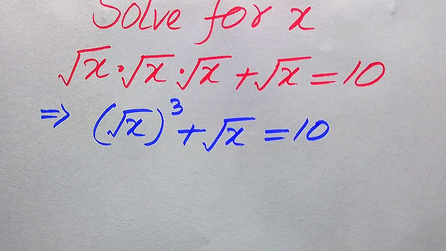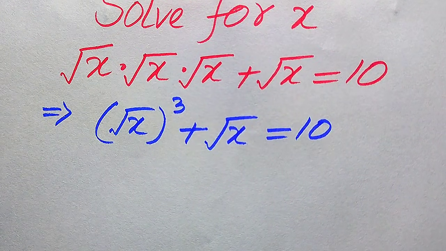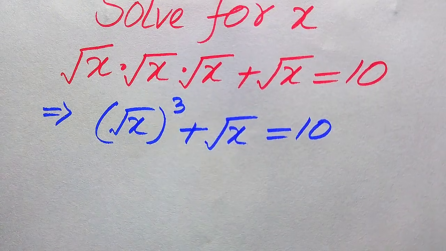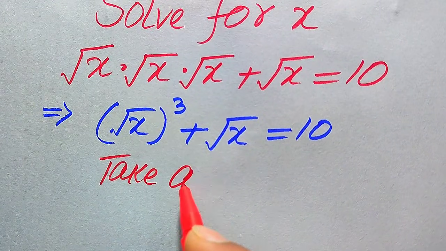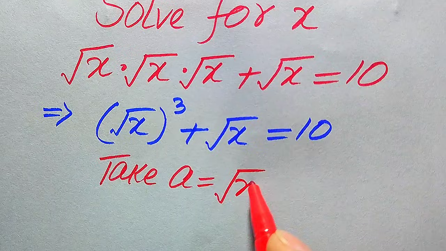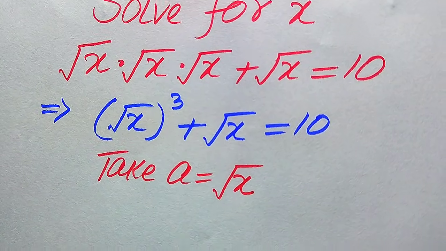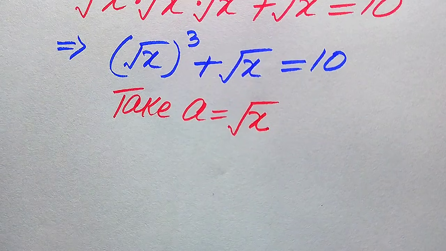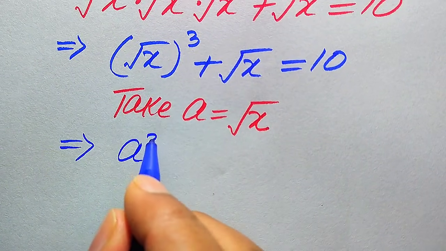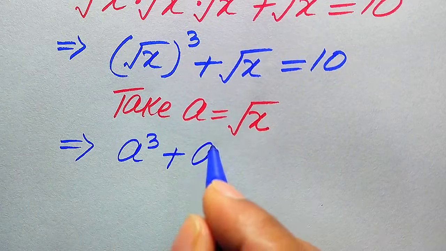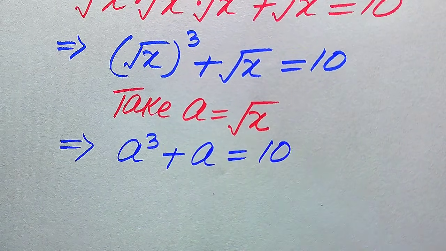And further in the next step we need more simplifications here, and now we convert this radical equation into the cubic form. So for this we take a is equal to square root of x. So when we do this substitution, our above equation is written in this form. So this becomes a cubed plus a is equal to 10.